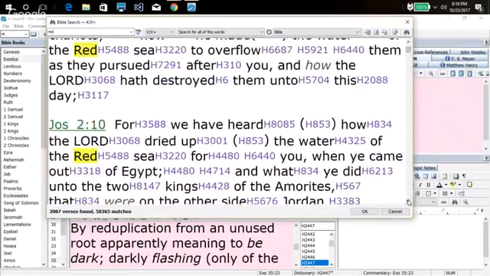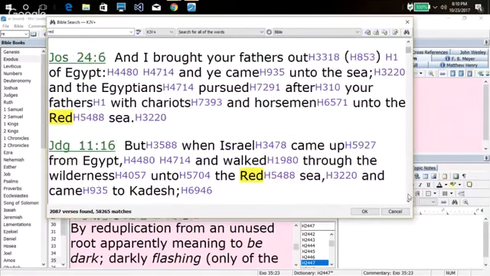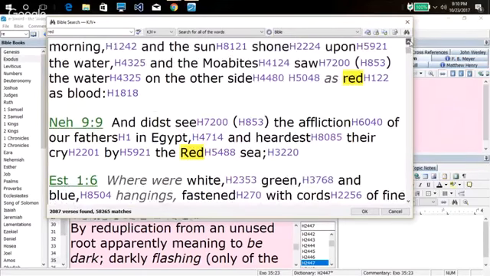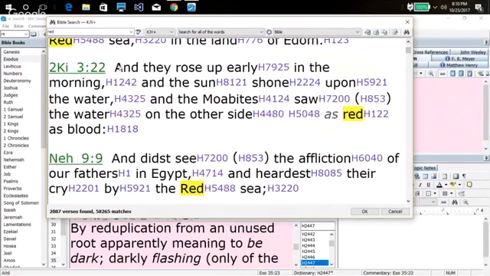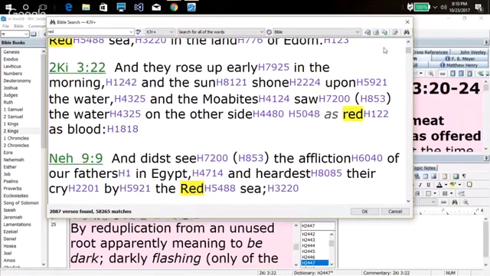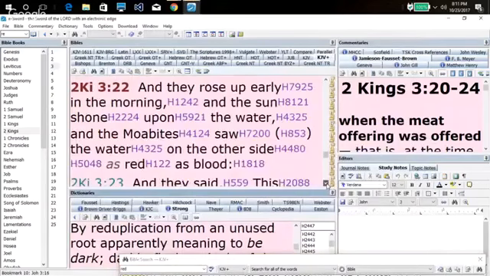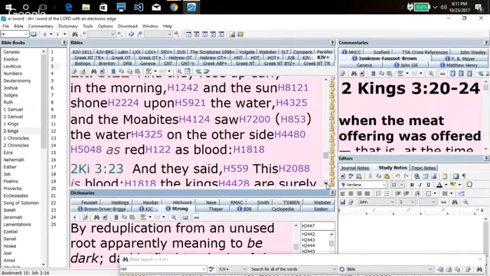All right, so let's grab that real quick. Y'all see all these utterances with the red sea. Y'all see it. Let's go over real quick. I think I just saw something. Now let's look at this real quick. 2 Kings 3:22. All right, and it says, and they rose up early in the morning, and the sun shone upon the water, and the Moabites saw the water on the other side as red as blood.